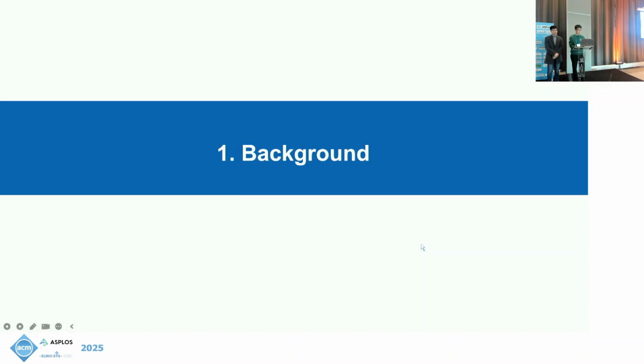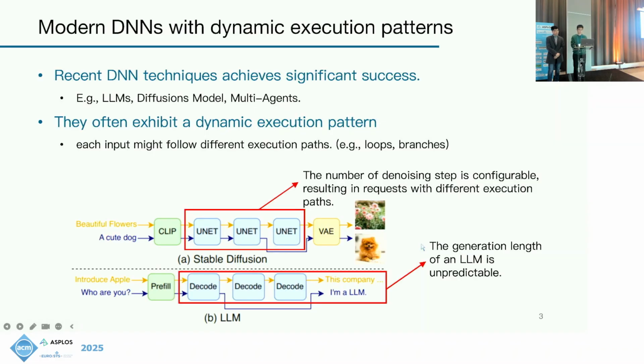First, let's start with the background section. Modern DNN applications often exhibit a dynamic execution pattern, where each input might follow different execution paths guided by control flows, loops, branches, or switch-like constructs. For example, a large language model generates tokens iteratively through a decoding module, with different inputs requiring varying numbers of decoding steps to produce sentences of different lengths. Similarly, in a diffusion-based image generation model, a random input tensor may need to undergo a varying number of diffusion steps to generate high-quality images.